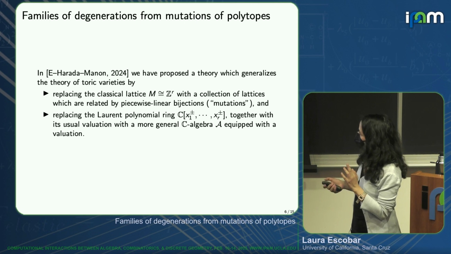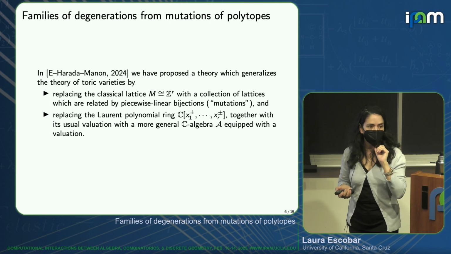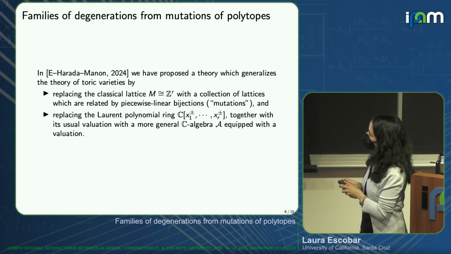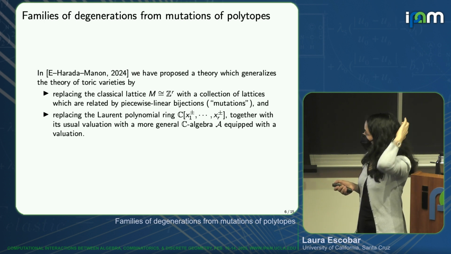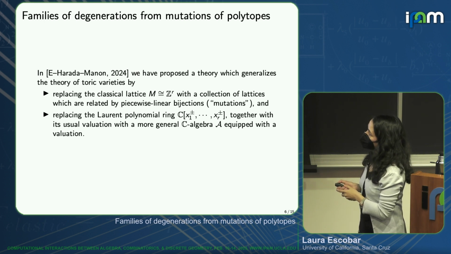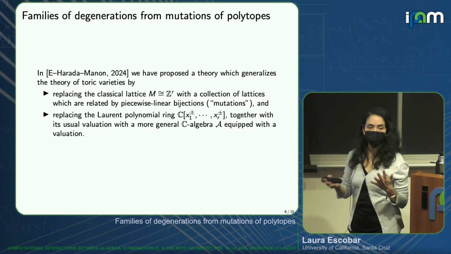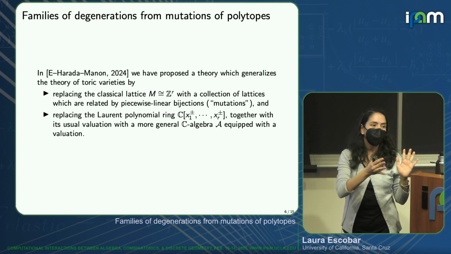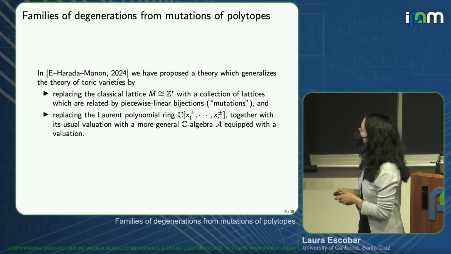So to summarize what we're proposing, here is kind of what Irem was suggesting. We're going to propose a theory which generalizes the theory of toric varieties. In the theory of toric varieties, you have a single lattice and a single polytope. So we're going to replace the single lattice with a collection of lattices that are related by piecewise linear bijections, or mutations. So this is going to be a movie, or a different sort of movie, I don't know.